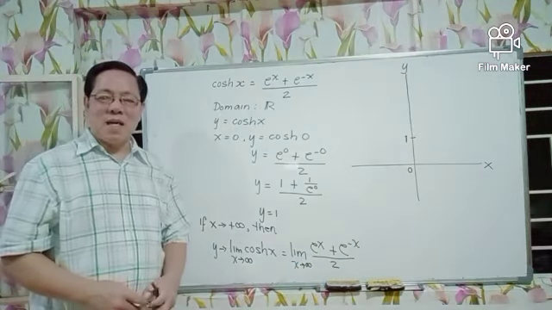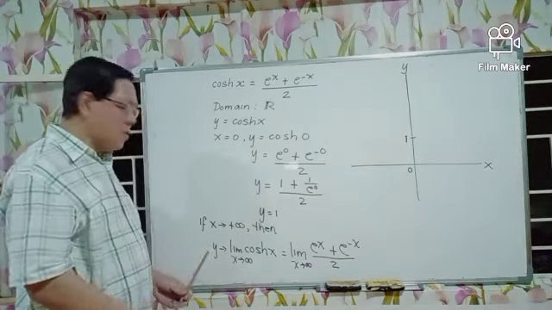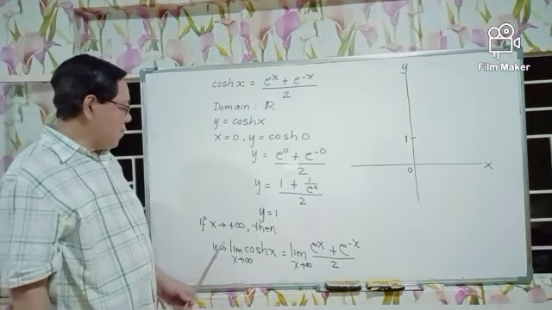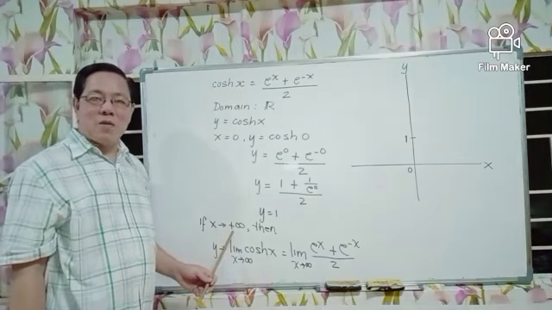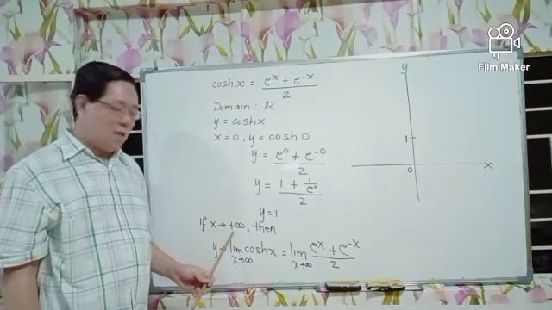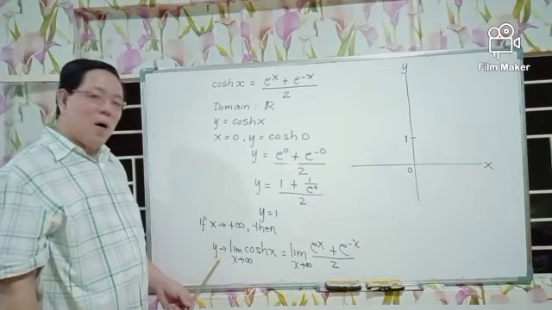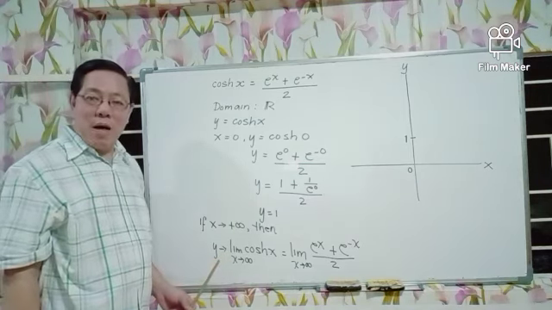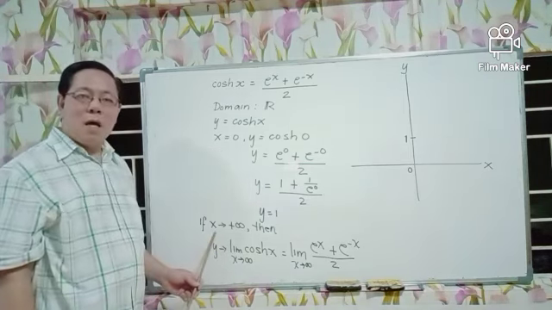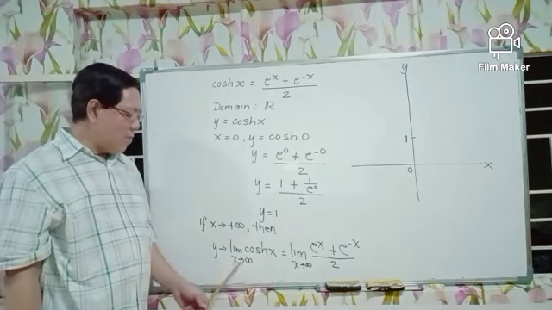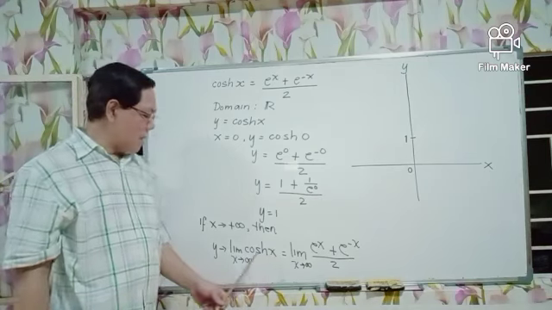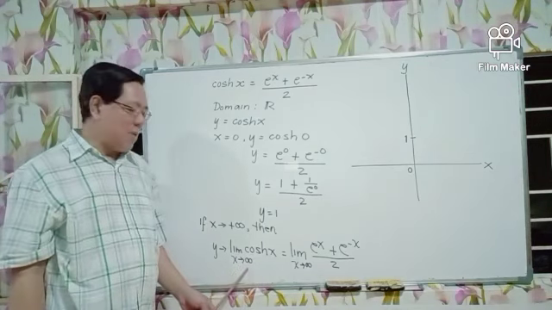Again, we investigate what will happen to the values of y if the values of x approach positive infinity, that is, the values of x are increasing. And the value of y will approach what number if the value of x approaches positive infinity. So we get the limit of the hyperbolic cosine of x as x approaches positive infinity.